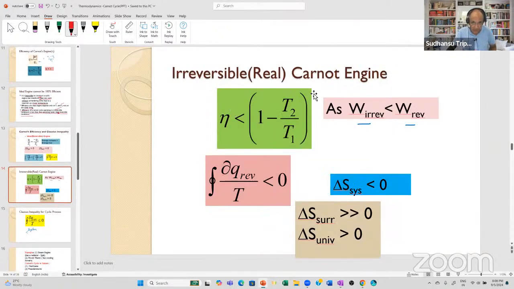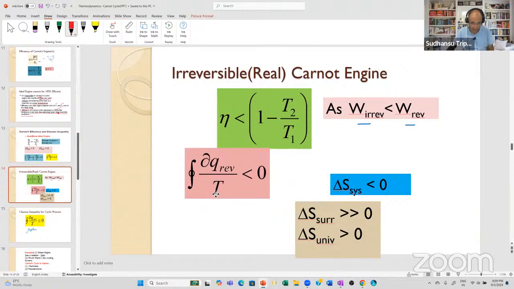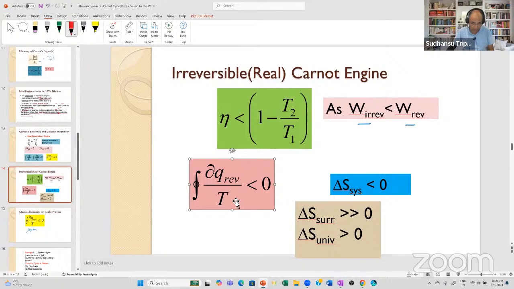But the efficiency of an irreversible process is less than 1 minus T2 by T1, because the total work done in the irreversible cyclic process is less than in the reversible cyclic process. So the efficiency will be less. So the total integral of dq by T will be less than 0. There is a decrease in entropy of the system. The change of entropy in the system will be less than 0 because the efficiency is less than the efficiency of the idealized engine. But there will be a much greater increase in the entropy of the surroundings. So the net entropy of the universe will increase.